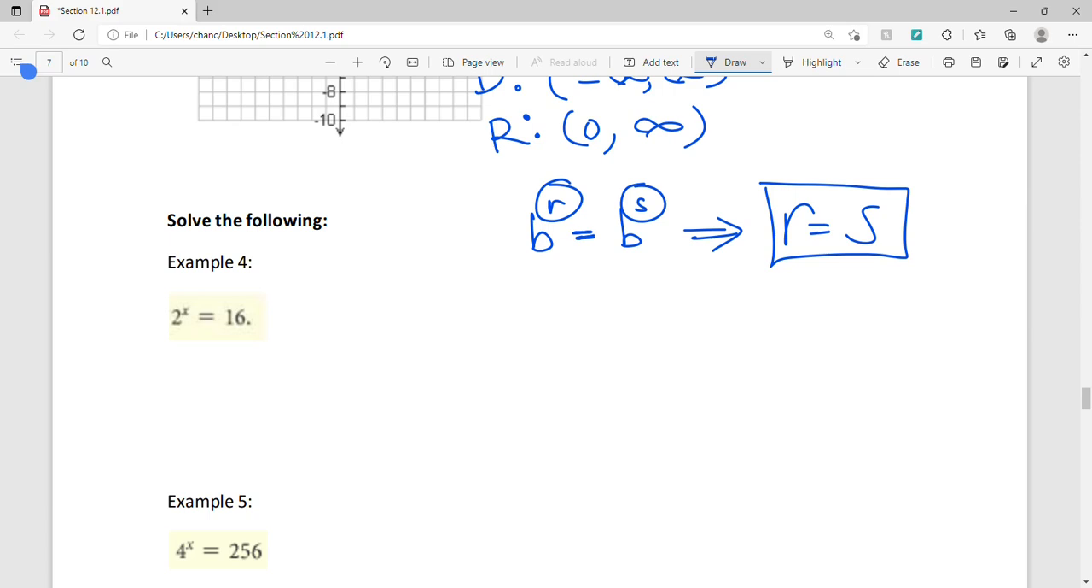I want to solve for x. So let's solve for x by rewriting the second part. I will try to get the same base. 2 to what power will give me 16? Well, that's a 4. Since the bases are the same, the exponents better be equal because this is equal. So we'll say x equals 4. This is our first solution.